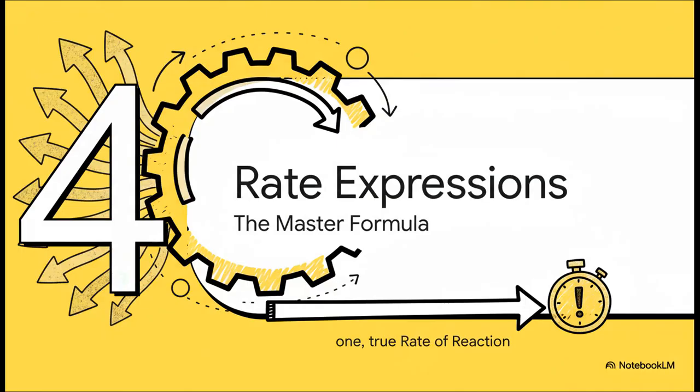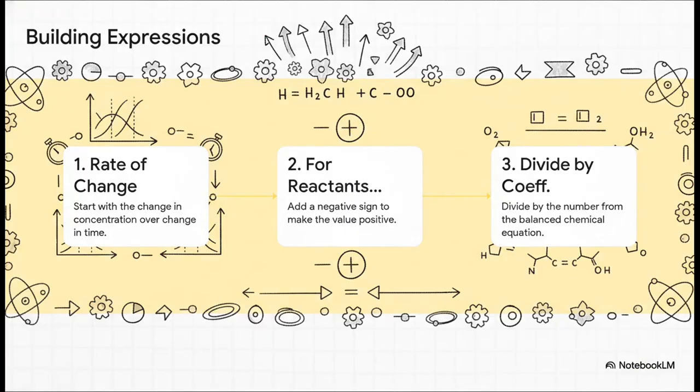But how do we prove that all those different rates actually point to the same overall speed? For that, we use a simple but really powerful tool called a rate expression. Think of it like a master formula that converts any individual rate into the one true rate of reaction. And making one is actually super easy. You just start with the individual rate of change we already found. Then, for any reactant, you flip the sign to make it positive. And the very last step for any substance is you just divide by its stoichiometric coefficient from the recipe. Let's actually see it in action.